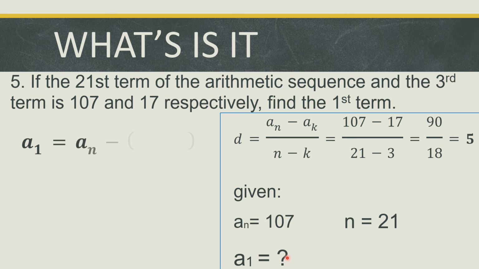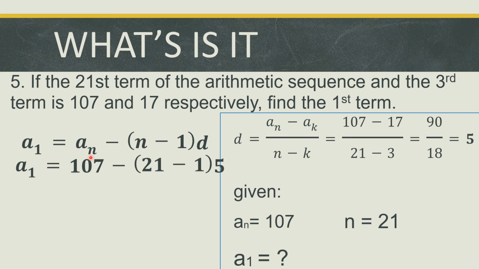So with the use of the formula, a sub 1 is equal to a sub n minus n minus 1 times D, we can easily solve this problem. Next, we need to substitute. A sub n is 107 minus n is equal to 21 minus 1, then D is equal to 5.